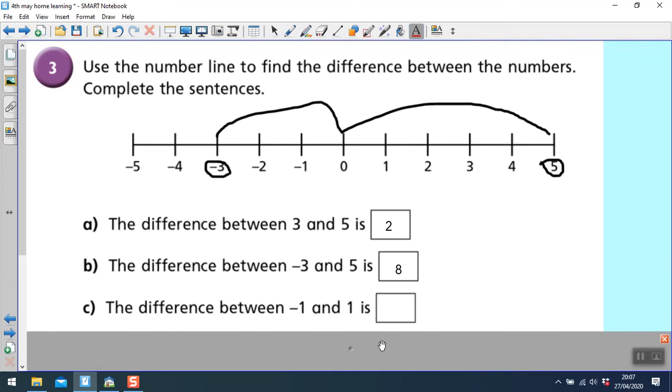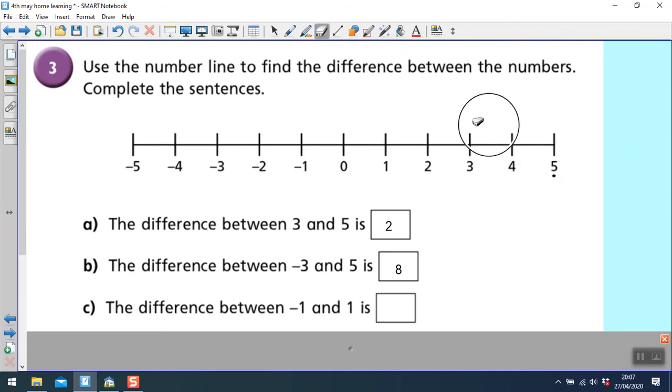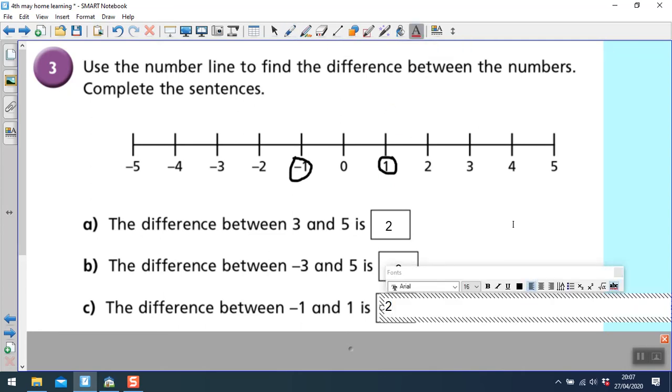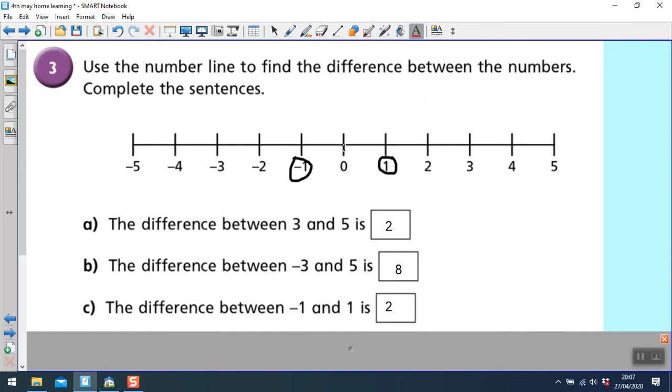What's the difference between -1 and 1? So -1 is here and 1 is over here. What do you add to -1 to get to 1? -1 add 2 equals 1. And you add 1 on to get to 0 and then 1 more to get to the number 1.